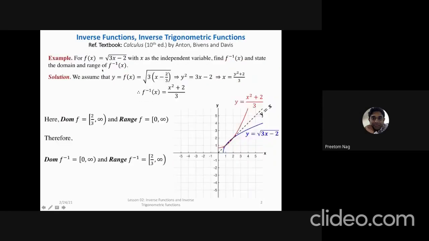Okay, so here are more examples. Suppose f(x) is the square root of 3x minus 2, with x as the independent variable, and find f inverse of x. So in the last slide, we have seen the mathematical reasoning and the graphical reasoning about two functions being inverse to each other. So now what we will see is, suppose the inverse function is not given, but you are given the original function. So how do we find the inverse function then? The concept is very simple.